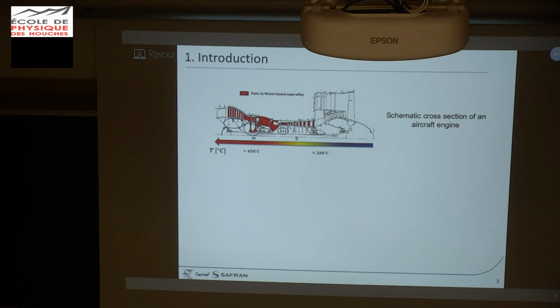So now I'm going to give a brief introduction concerning nickel-based superalloys. You have understood that this kind of material is interesting for Safran, mainly because nickel-based superalloys are used in hot parts of aircraft engines. As you can see here in the red part, a lot of nickel-based superalloys are used, with an in-use temperature of approximately 650 degrees. And why are nickel-based superalloys studied very precisely by industrial partners? The main idea is to try to improve aircraft efficiency by increasing the in-service temperature.